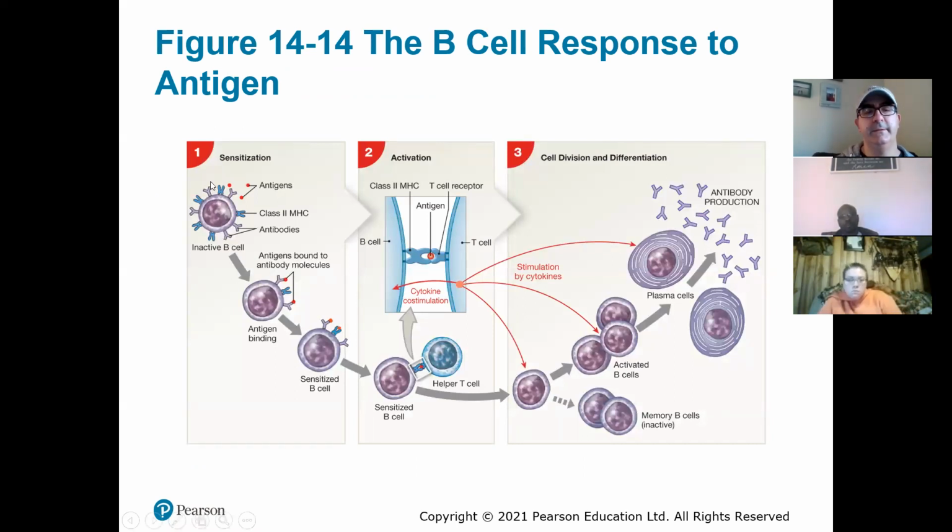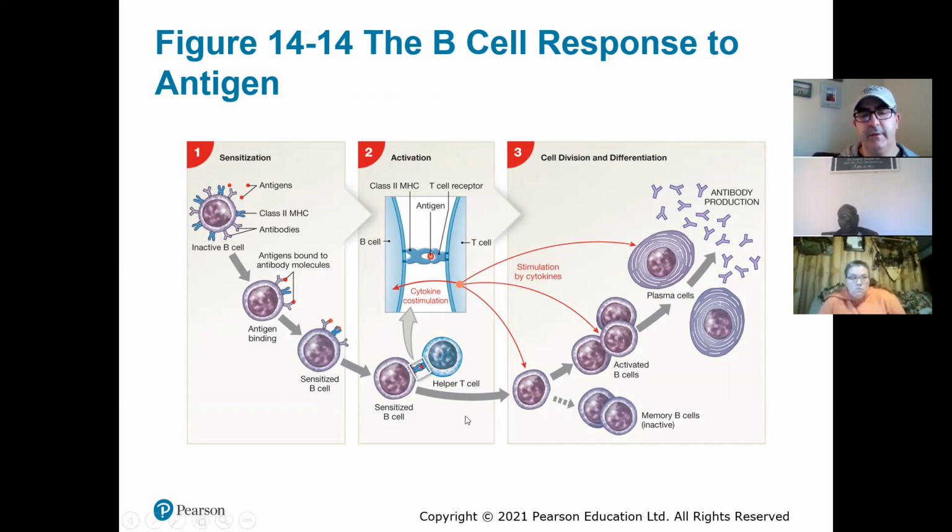So here is an example of an inactive B cell. It's got all these receptors on it, right? Those receptors on the inactive B cell, those are actually antibodies. And when an antigen binds to one of those receptors, the antigen in this case is the red circle. Once it binds to that receptor, the B cell is activated. They call it sensitized, just means activated. When it's activated, when it's sensitized, it can clone itself.